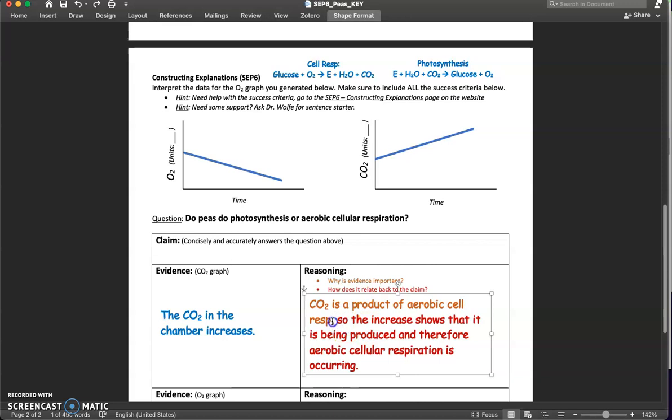A lot of the ones I looked at yesterday from y'all just said, oh, CO2 is a product, and then that was it. That's only this part right here. How does it relate back to your claim? And you can't just say, oh, it shows that aerobic cellular respiration is occurring. No, it's specifically that increase in the product shows that cellular respiration is occurring.